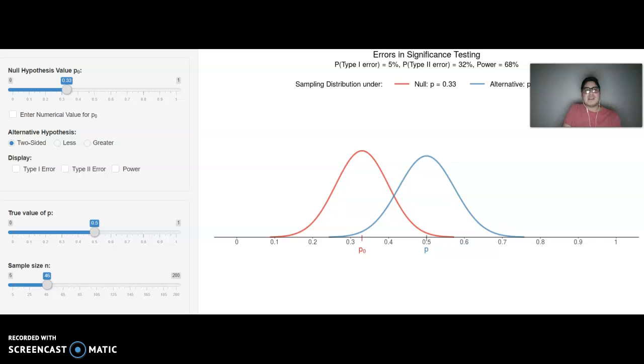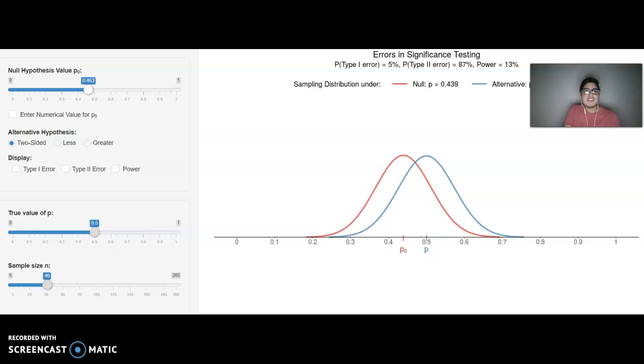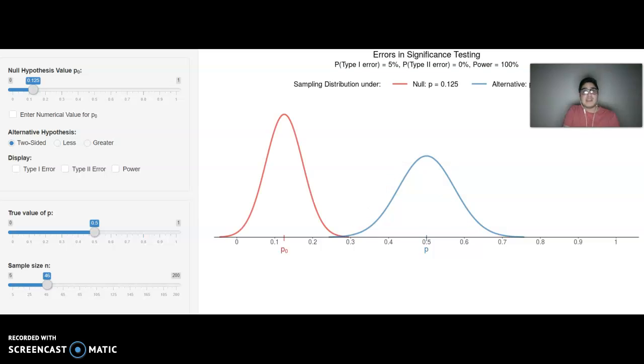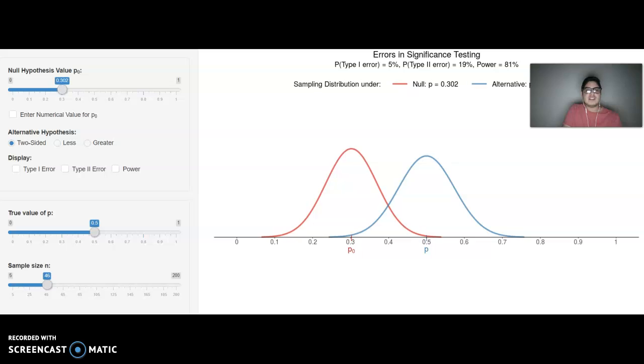So let's suppose that I'm actually getting my null hypothesis closer to the truth here. And as I'm getting closer to that 0.5, notice that my type 2 error is increasing and my power is decreasing. So what if I get it really far away? Oh, if I get it really far away, they change. Power is 100%, type 2 is 0%. So you can see here that as we change the distance from the null and the alternative, we can change the power and the type 2 error.